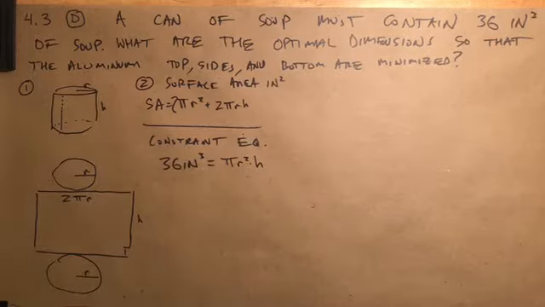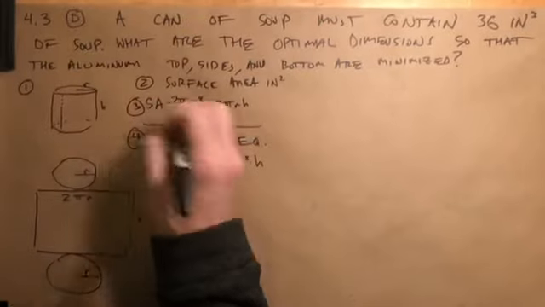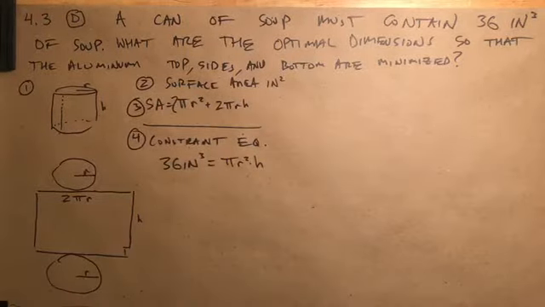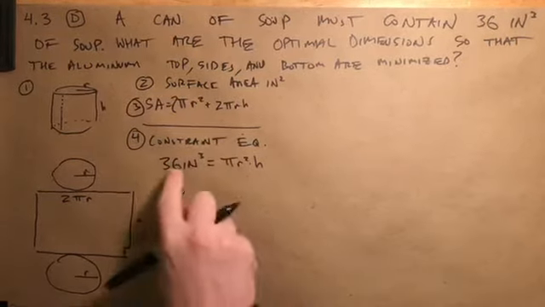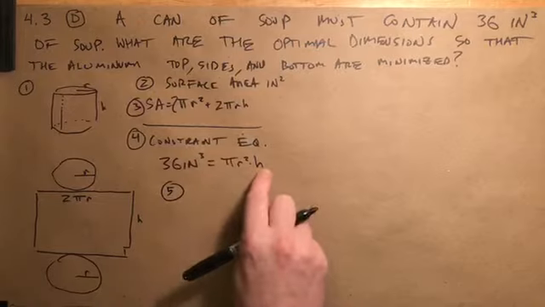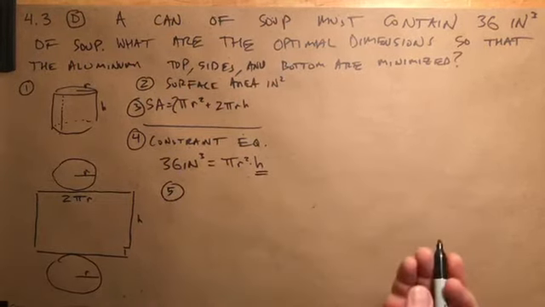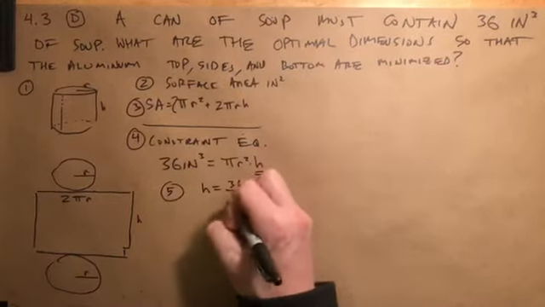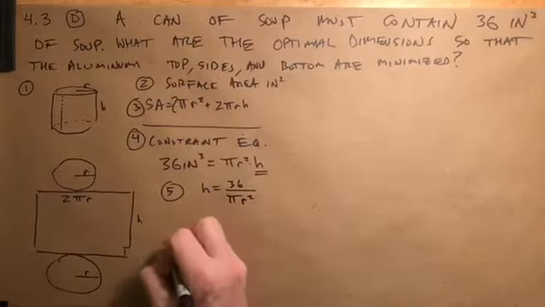So if we keep going with our guide, this was step 3 right here. We made our constraint. Step 4, not always necessary, but 2 variables it is. And so now we're going to substitute in. And I'm going to solve this for one of these 2 variables before I sub. And I think the only thing to solve for is H. So H equals 36 over pi r squared. And now I can plug that into my surface area.